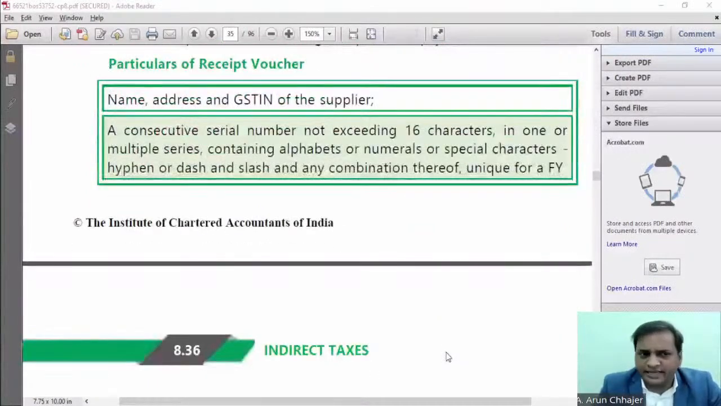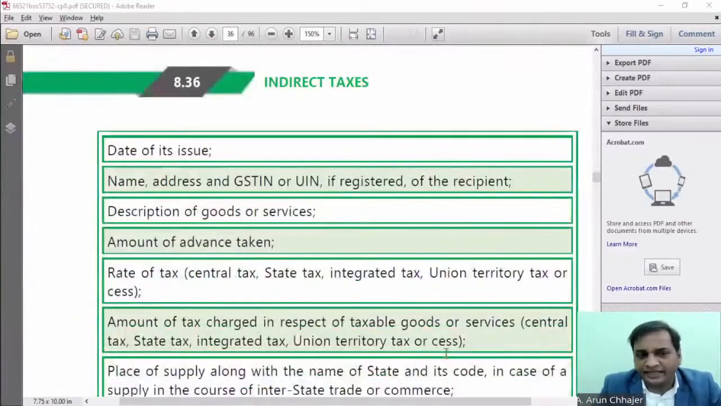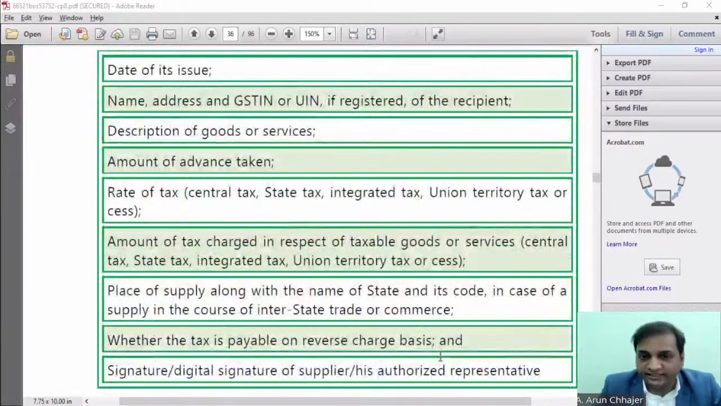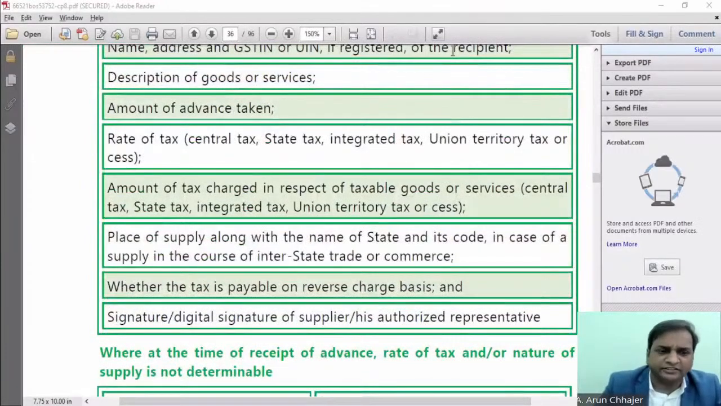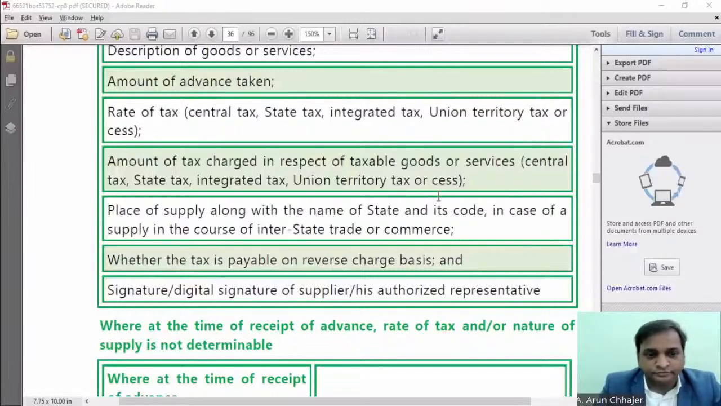Receipt voucher: same name, address, consecutive serial number, date, recipient name, address, GST number, description of the goods and services, amount of the advance taken, rate of the taxes, amount of the taxes, place of the supply, whether RCM is there or not, signature or digital signature.